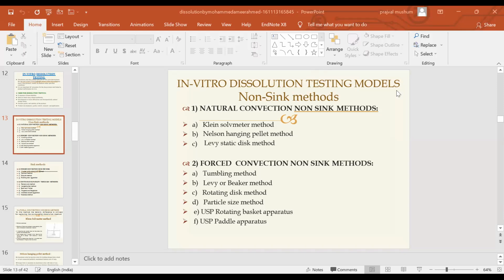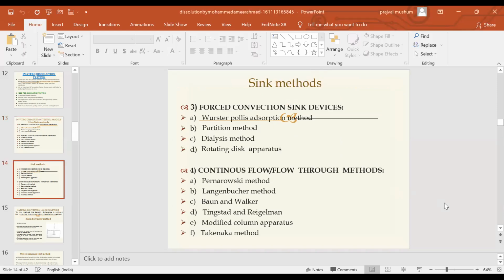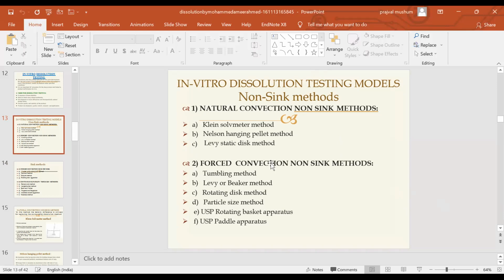In vitro dissolution testing models: these two are non-sink methods. Next, 3 and 4 are sink methods. What are non-sink methods? Natural convection non-sink methods. In that: Cleans solvometer method, Nelson hanging pellet method, Levy static disc method.